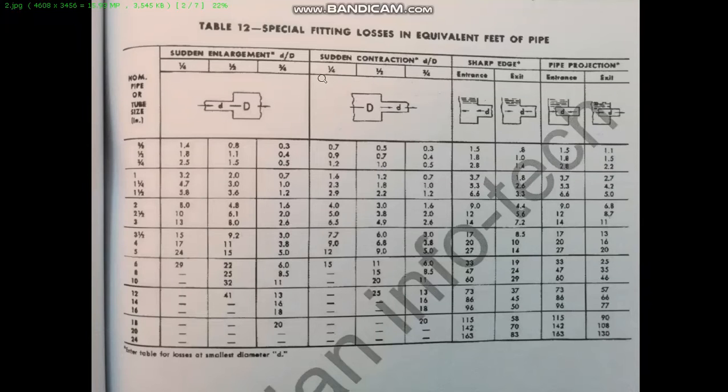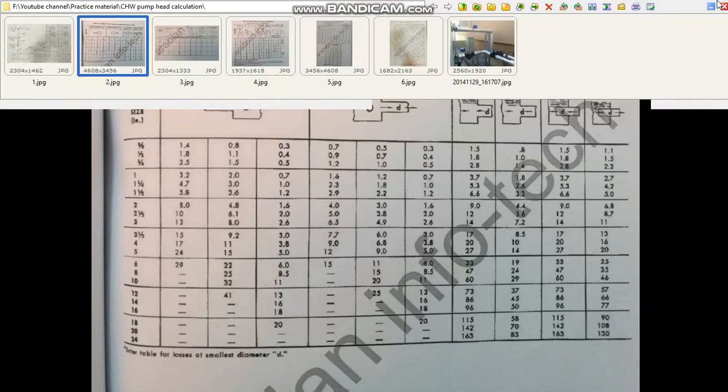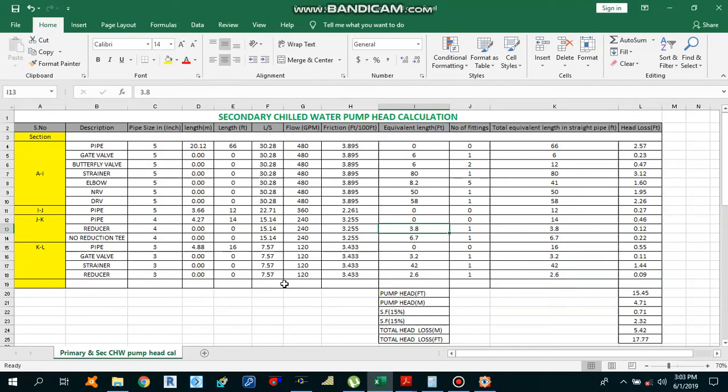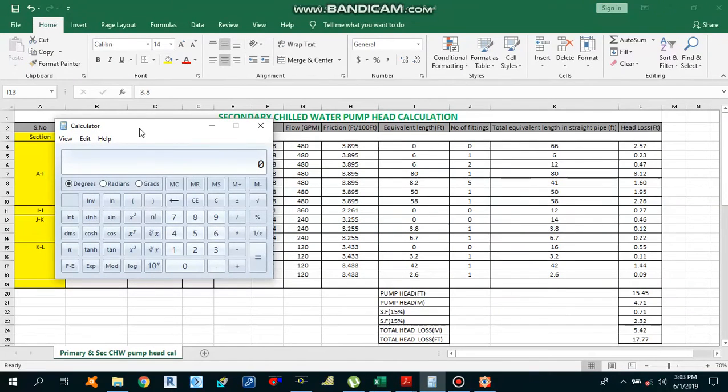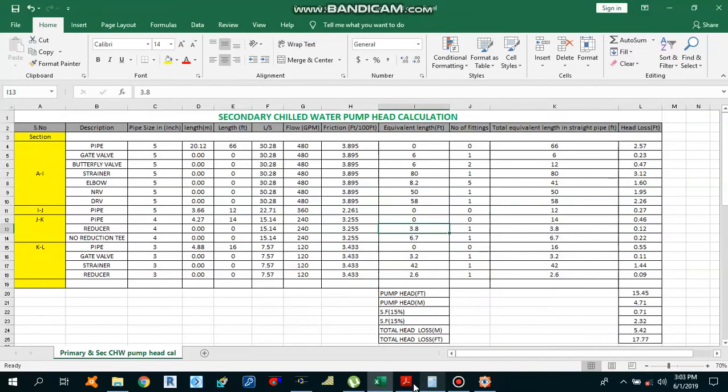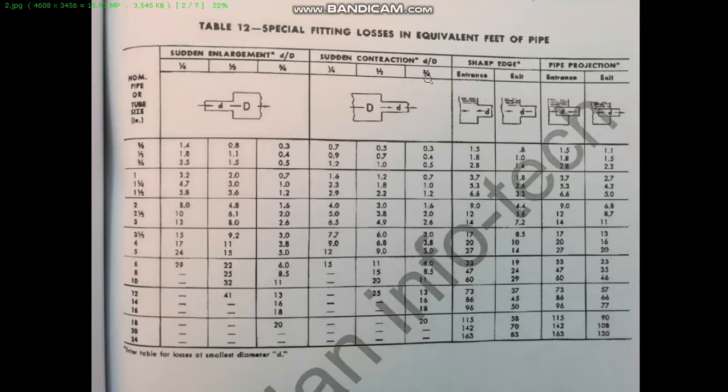These are the different ratios over here, 1 by 2 and 3 by 4. Since we have a 5 by 4 reducer, small d by capital D is 4 by 5, and the ratio is 0.8. 0.8 is nearly equal to 3 by 4, that is 0.75. So we can use this ratio, 0.75, that is 3 by 4 over here, and we have a reducer of 4 inch size.